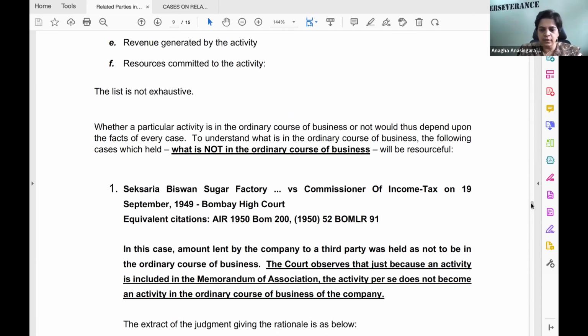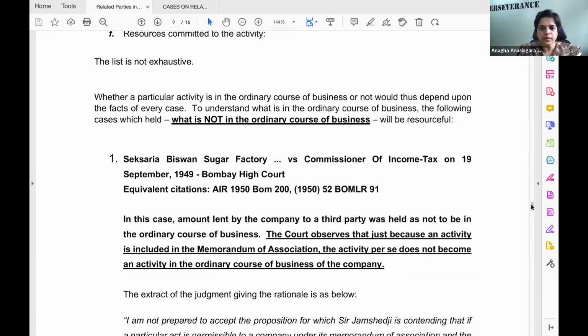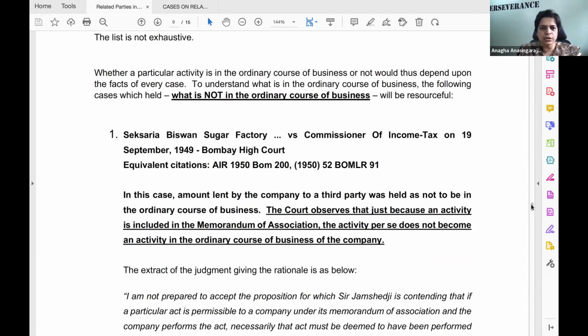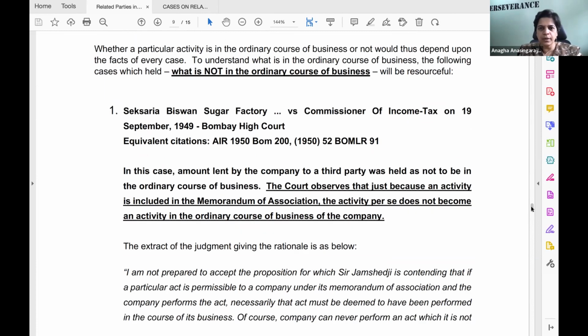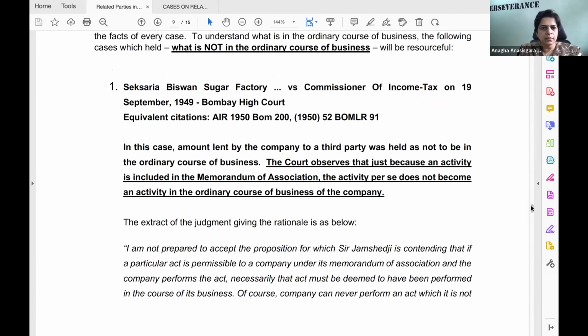So there are certain citations which we will quickly go through, which talk about what is not in the ordinary course of business. This is a Bombay High Court judgment of 1949. In this case, the amount lent by a company to a third party was held not to be in the ordinary course of business, because the court observed that just because an activity is included in the memorandum, the activity per se does not become an activity in the ordinary course of business.